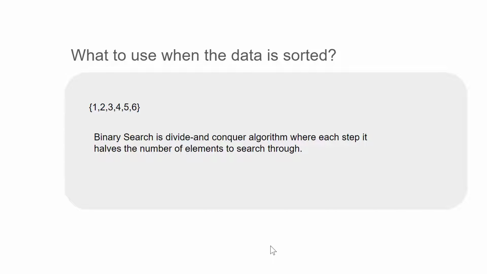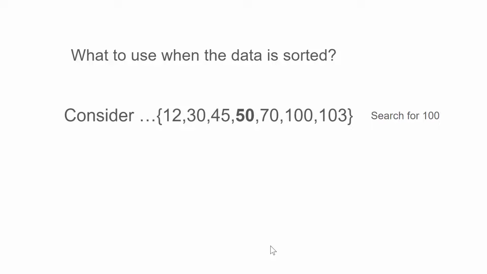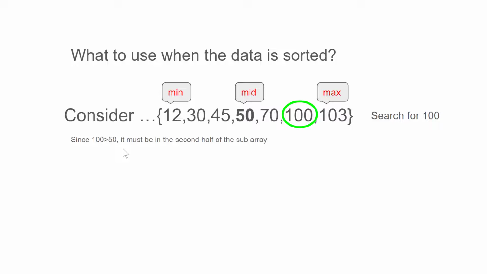So let's consider an example. This is the array that we have, and we want to search for the element 100, and we see that it is sorted. Then in binary search, what we do is find the midpoint and see whether the number we are looking for is greater or less than the value at the midpoint. Since 100 is greater than 50, it must be in the second half.